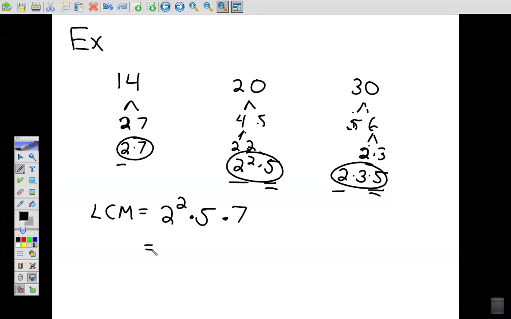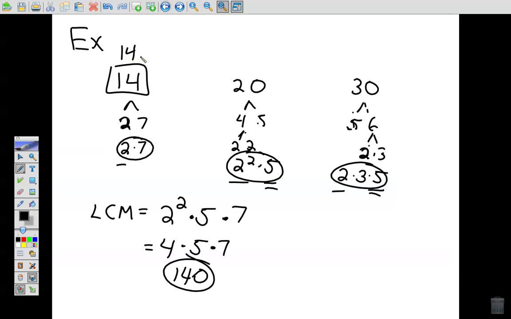So here I would have 4 times 5 times 7, which would be 20 times 7, which would be 140. So the least common multiple of 14, 20, and 30 is 140. So what this means is if I listed the multiples of 14, which would be 14, 28, keep on adding 14, 42, and so on. For 20, it'd be 20, 40, 60, they keep on going. And for 30, 30, 60, and they keep on going. I would not meet until we got to 140.